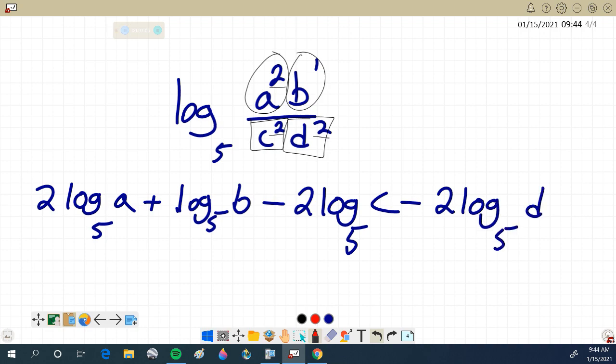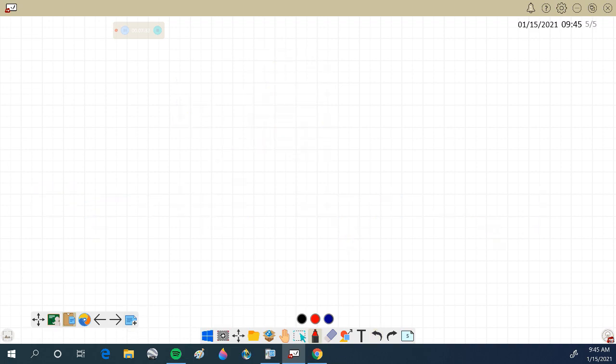Do you guys understand that? All factors in the numerator get positive logarithms. All factors in the denominator get negative logarithms. And then the exponents come down. Does that make sense? Okay. What about this?